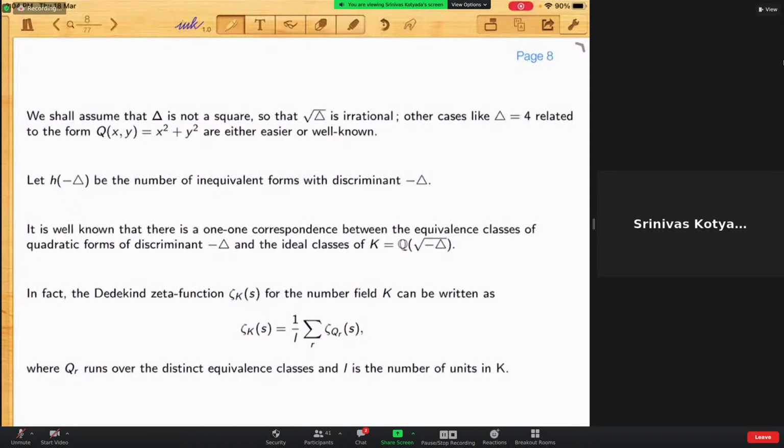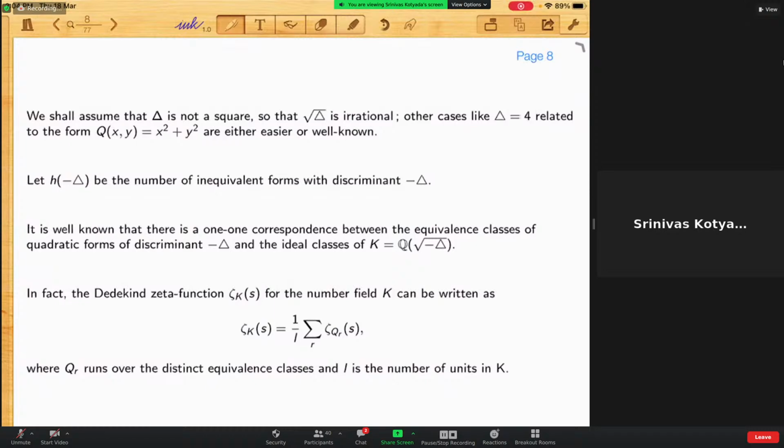Now, h of square root of minus delta, let it be the number of inequivalent forms with discriminant minus delta. There is a way of defining equivalence among the forms, so let h delta denote the class number. It is well known that there is a one-to-one correspondence between the equivalence classes of quadratic forms of discriminant minus delta and the ideal classes of the imaginary quadratic field.